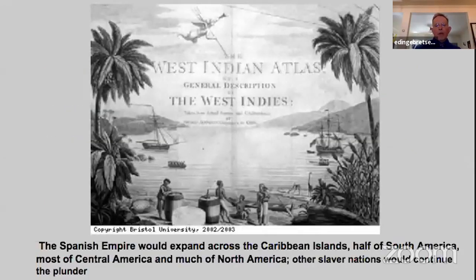So the Spanish Empire would expand over the Caribbean, half of South America, most of Central America, much of North America. Other nations would continue the plunder. And you see here in the 1775 diary from the West Indies, very placid servants, boats.